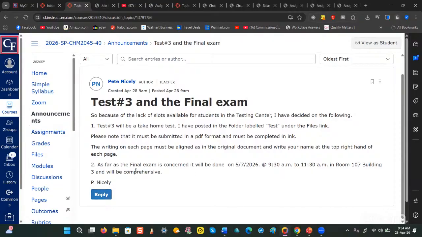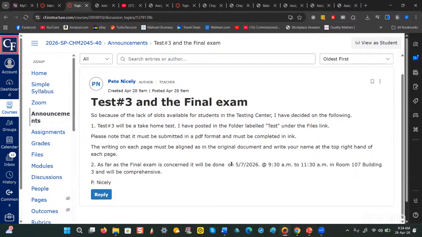And I just want to confirm the date for your final exam, which would be May 7th. I'm just looking at the official college schedule because the college actually set the dates for the final exam. So this is CHM 2045, which meets on a Tuesday. And according to the college's schedule, it's 9:30 a.m. So our exam will go from 9:30 to 11:30, all right?